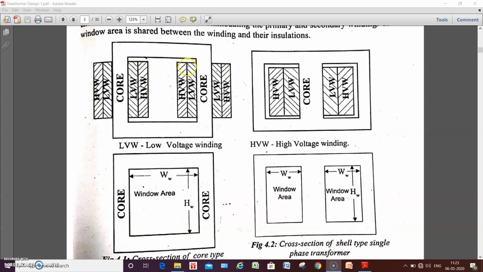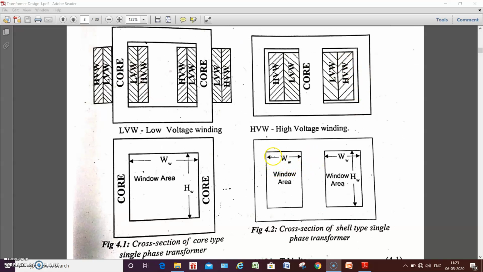So actually this space represents window area and this is winding area. Okay. So here again, this is window area. So this is also window area. So the winding occupied is only this area. Okay, so winding area is different from that of the window area. The window dimensions are width of the window WW and height of the window HW. Here also width of the window and height of the window.